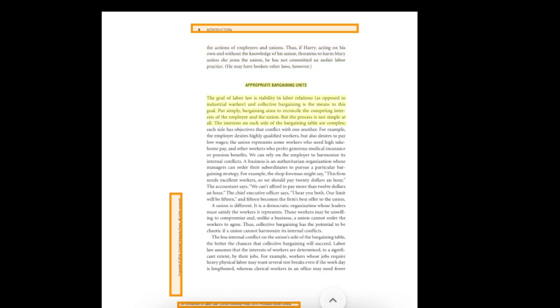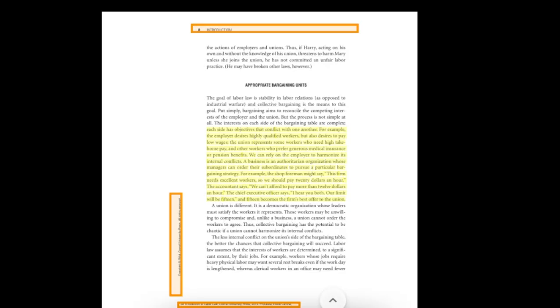Appropriate bargaining units. The goal of labor law is stability in labor relations, as opposed to industrial warfare, and collective bargaining is the means to this goal. Put simply, bargaining aims to reconcile the competing interests of the employer and the union. But the process is not simple at all. The interests on each side of the bargaining table are complex. Each side has objectives that conflict with one another.